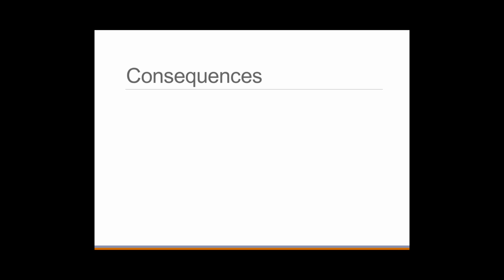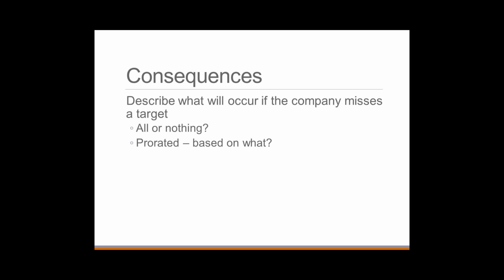And then consequences: be clear about what happens if the company misses a target. Is this agreement written as all or nothing, or is it prorated? And if it's prorated, what's it based on? If the agreement is to create 100 jobs and you create 99, do you get anything, or is it all or nothing? If it's prorated, do you get 99% of the incentive? Is it prorated on the number of jobs that you actually did create, or what are these aspects?